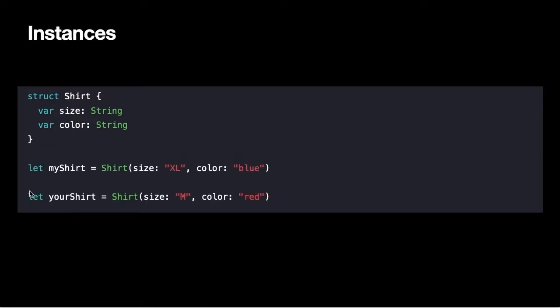Here we've created two instances of a struct. Our struct is Shirt. It has two properties. We use the default member-wise initializer to create two shirts. Note that in the member-wise initializer, the parameter names are in the same order that the properties are defined in the struct. So size was first, and so size is our first parameter, and then color was second in the struct, so color is our second parameter. So we create two separate instances. One is a constant named myShirt, and one is a constant named yourShirt.